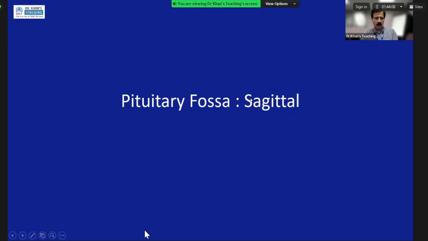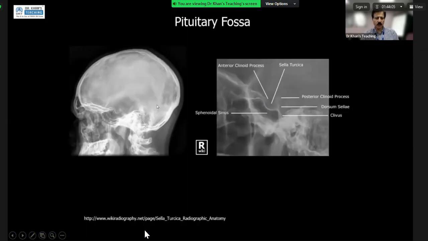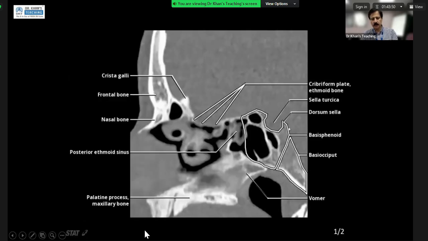Now, this is the pituitary fossa, and on a plain film, this is how it looks, the sphenoid sinus. This is the posterior clinoid process. This is the sella turcica, the dorsum sellae, the tuberculum sellae, the anterior clinoid process, etc. On a sagittal CT scan, this is the pituitary fossa. In the midline, you will have the planum sphenoidale, and this will be what we call the cribriform plate. And this bone here is the crista galli, where the falx attaches, and it is part of the ethmoid bone.